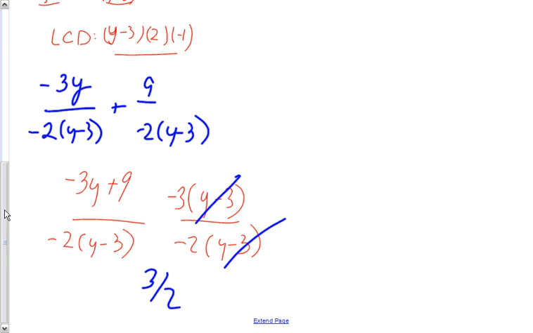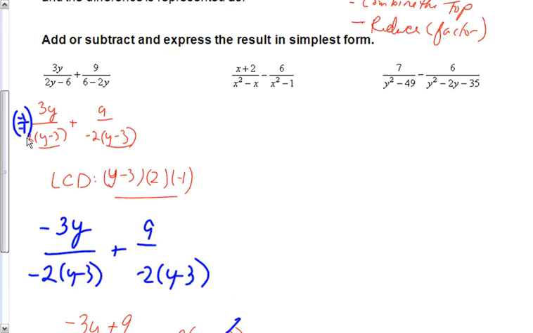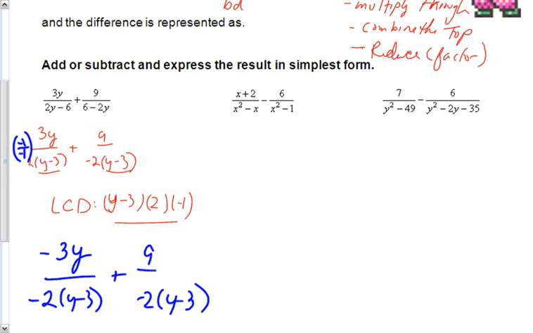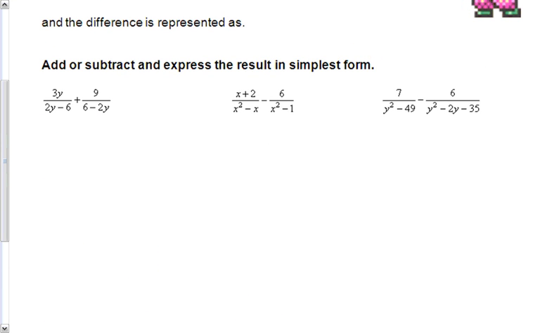If I take a look at the second one, just a little extra there, we factor again. So step 1, what we want to do is factor.